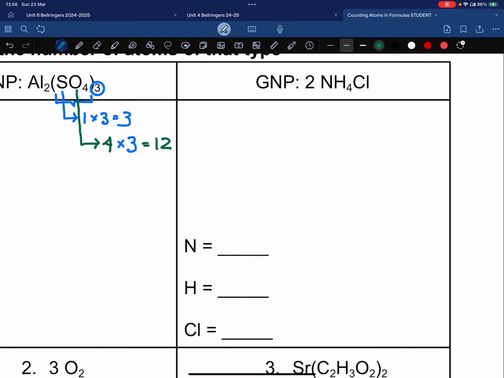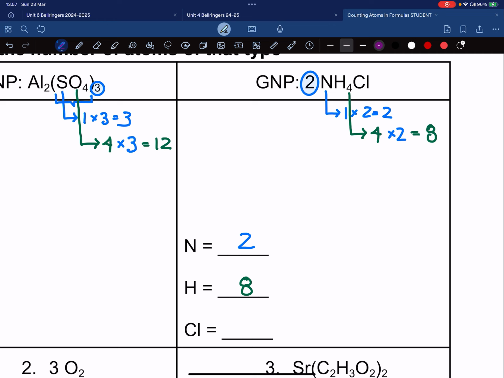And finally, the one with the coefficient, nitrogen, there's only 1. Then we've got to multiply it by that coefficient of 2. So there are 2 nitrogens. Hydrogen. There's 4. Then you got to multiply it by the 2 coefficient for a total of 8 hydrogens.